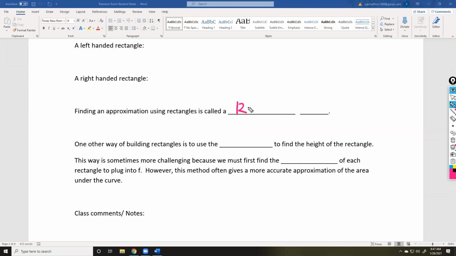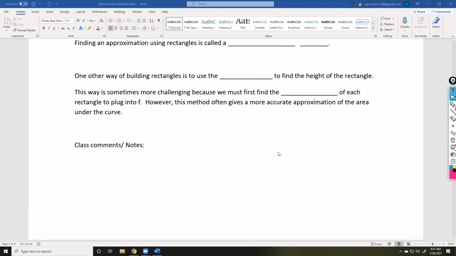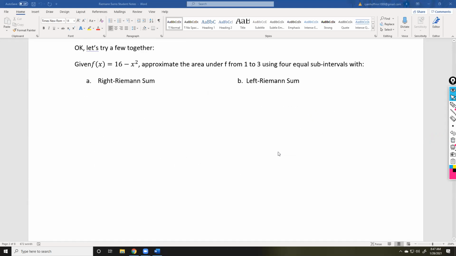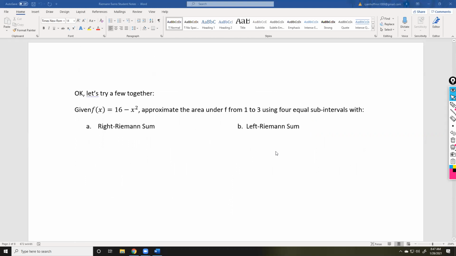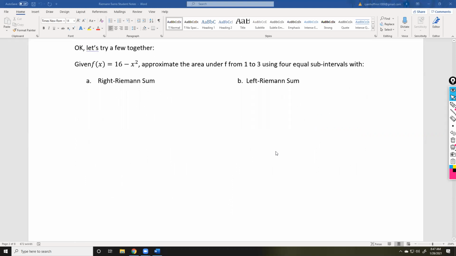This is where you want to write Riemann sum. And then I'll come back to this one. But let's do an example. We're going to do a left Riemann sum and a right Riemann sum.